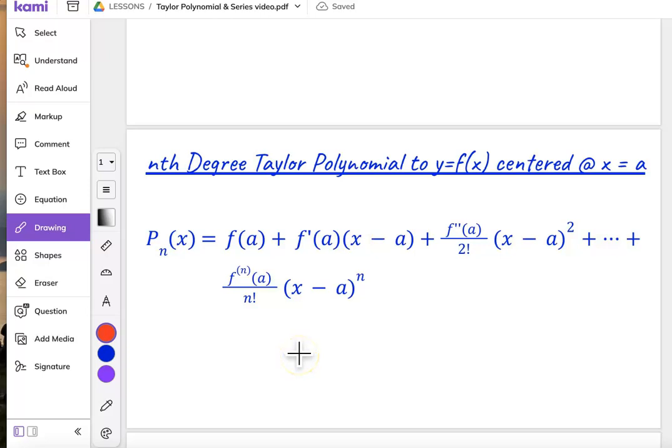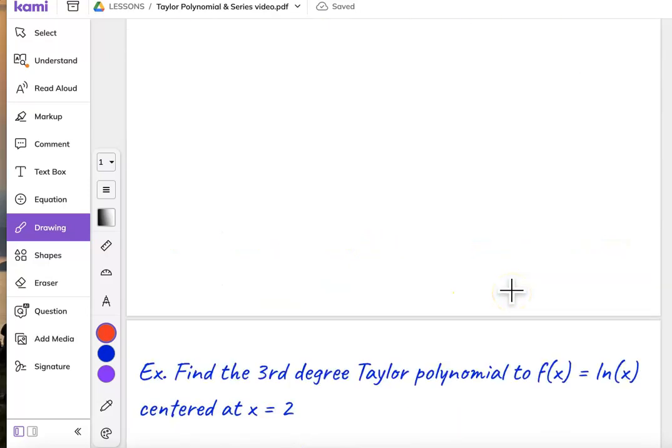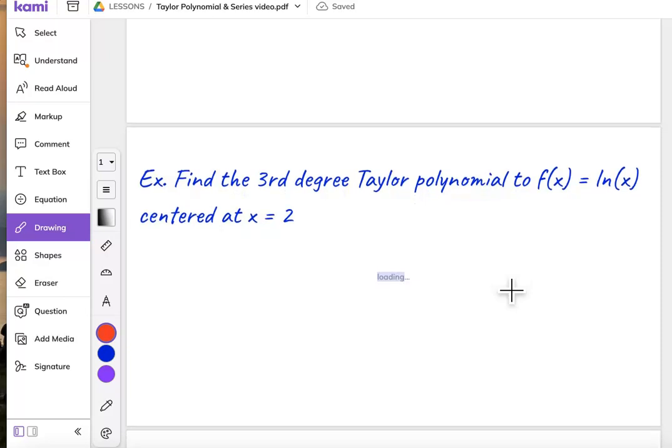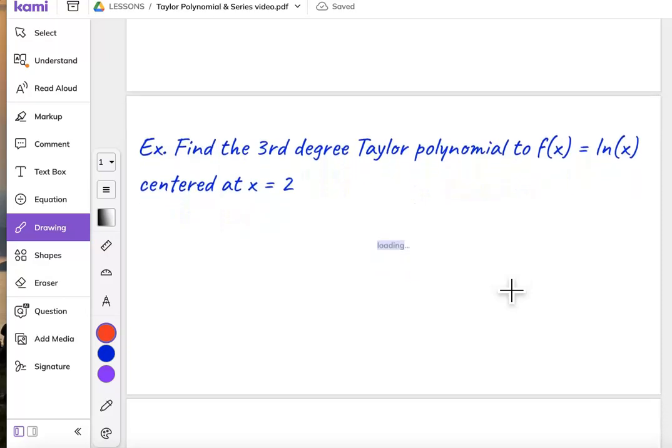Even if you want to find the Maclaurin polynomial, this formula will still work, because for the Maclaurin polynomial we just center at x equals 0. This formula will turn into the Maclaurin polynomial formula that I already showed you in my prior videos, just by plugging in 0 for a. So with that being said, let's now take a look at utilizing this Taylor polynomial formula to answer certain questions.